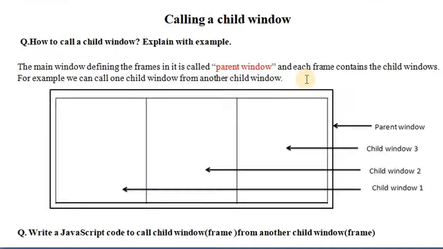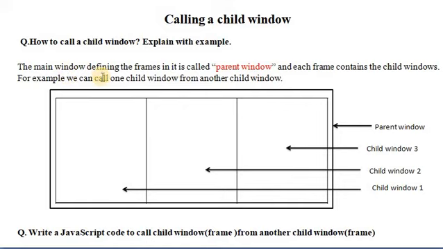Next point is calling a child window. How to call a child window? Explain with the example. We can define one or more than one frames in a web page. Then that web page becomes a parent window for other frames, and other frames may also contain a web page. Thus, the web page present in the frame becomes a child window.